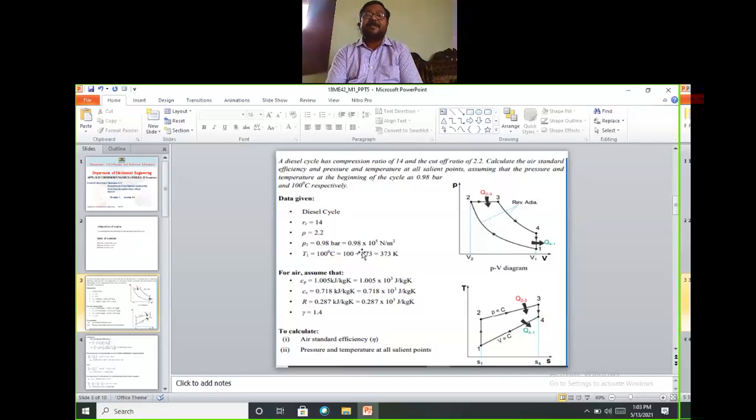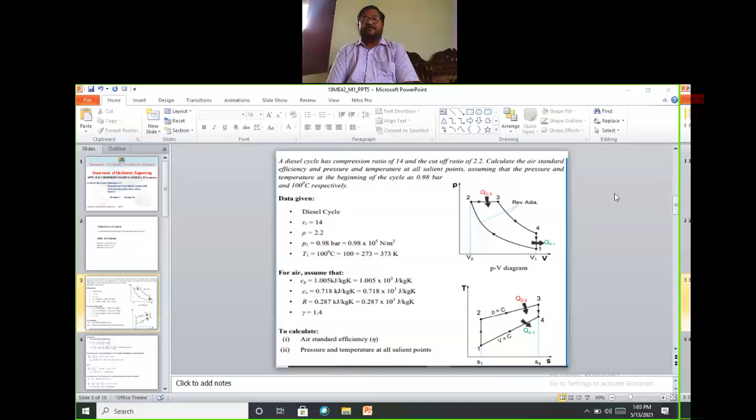The compression ratio is 14, the cutoff ratio is 2.2. Calculate the air standard efficiency, pressure and temperature of all the salient points. Assume that the pressure and temperature at the beginning of the cycle are 0.98 bar and 100 degrees Celsius respectively.